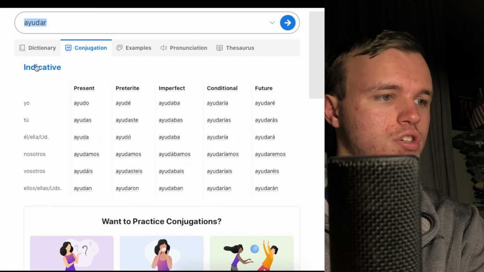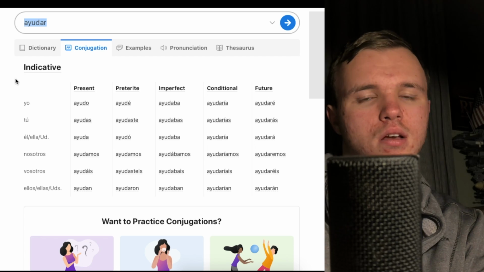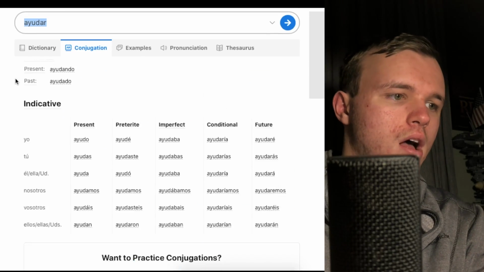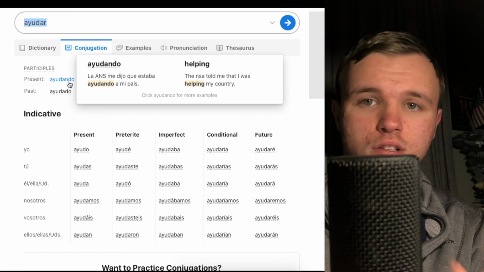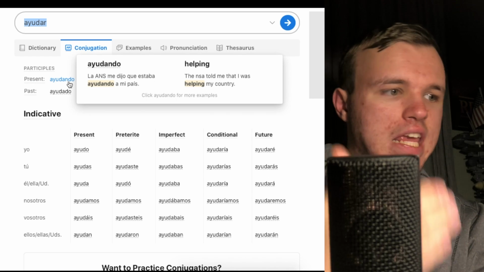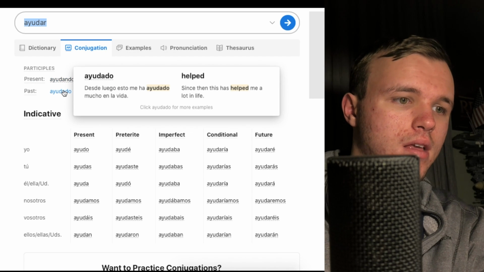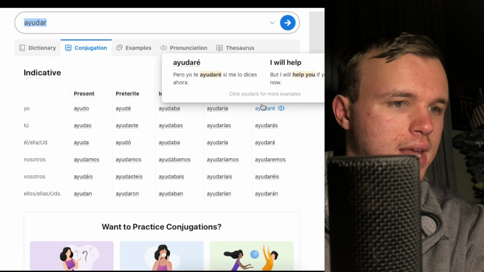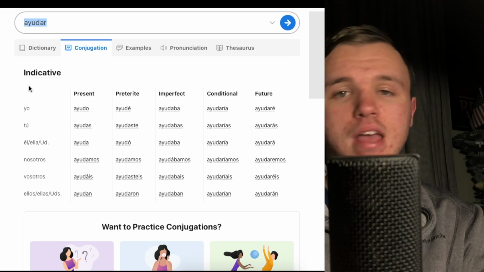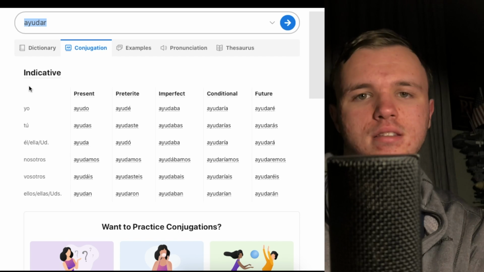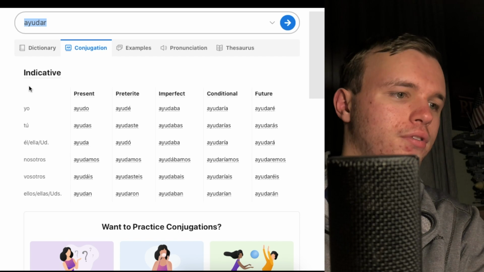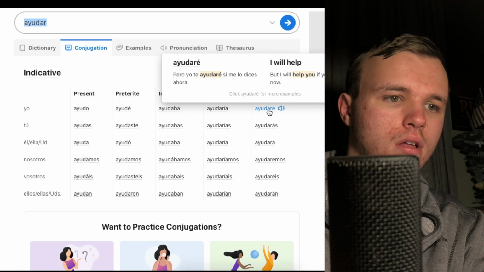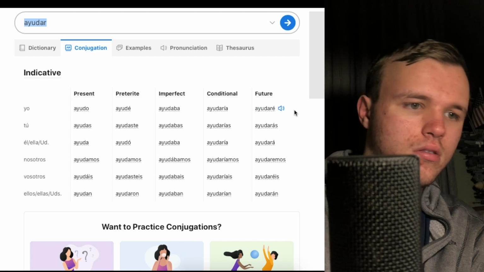They have the indicative, which is most of what most people speak. There's obviously all of these, but you don't really need to learn those. They've got the present, like helping, running, seeing. They've got the past, but they also have all of these. You don't need to know what they all mean, but they have every single conjugation that exists. So it's super helpful for learning. If I want to say I will help you, boom, ayudaré.